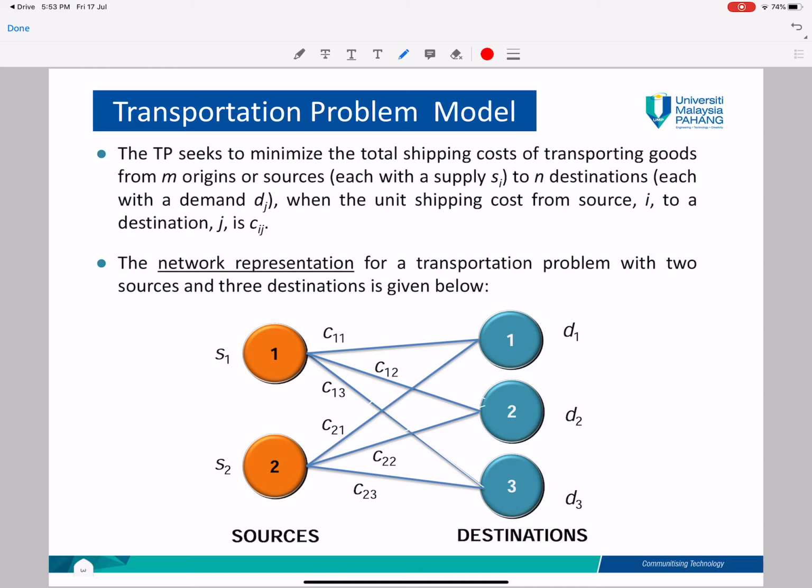Kita tengok model dia macam mana. Macam kita sebut tadi, the transportation problem or TP seeks to minimize the total shipping cost of transporting goods from M origins or sources to N destinations with a demand DJ. Yang ini kita kategorikan dia sebagai demand. And then when the unit shipping cost from source I to destination J is CIJ. And then tadi dia sebut kita ada with each from M origin with a supply SI. So, supply.